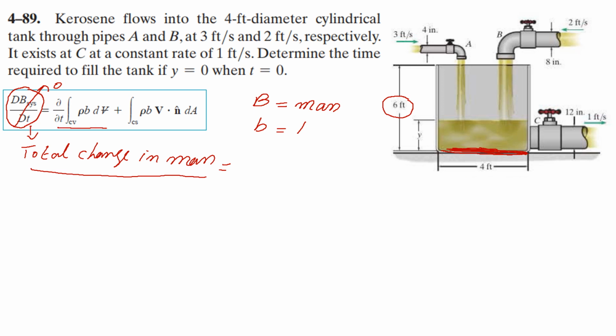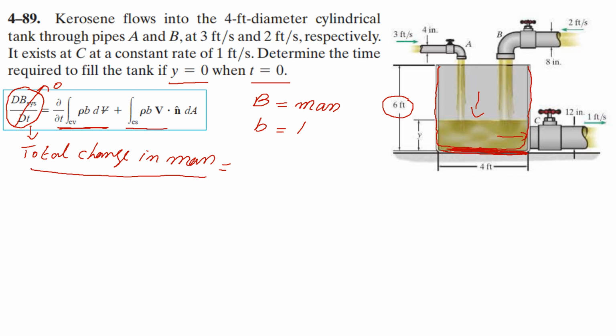If we take the inside of this tank as our control volume, here we can say that the mass is now changing, because what we are required to do is to determine the time required to fill the tank if y is equal to 0, t is equal to 0. So the fluid is entering the tank and it is also moving out. Here the mass is not fixed, so the mass inside this control volume will change. So this term will not be equal to 0 in this case.